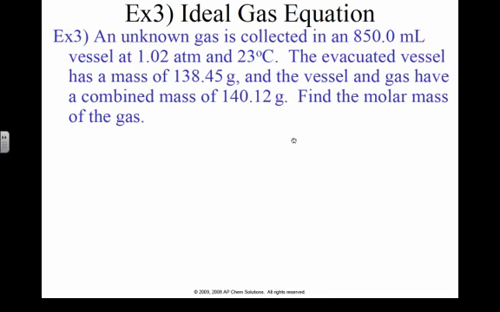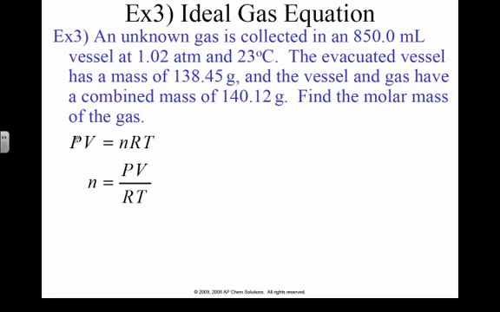Okay, an unknown gas is collected in an 850 milliliter vessel at 1.0 atm and 23 degrees Celsius. The evacuated vessel has a mass of 138.45 grams, and the vessel and the gas together have a combined mass of 140. So if I take the container with the gas, subtract the mass of the container, I'll get the mass of the gas. Find the molar mass of the gas.